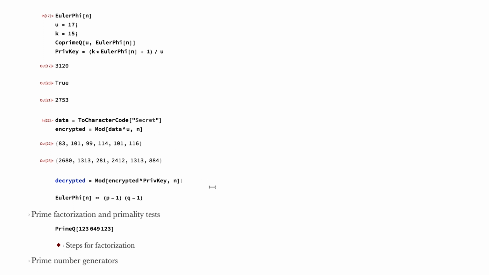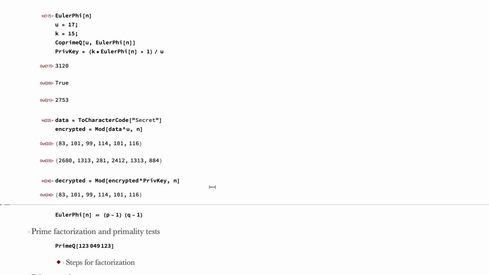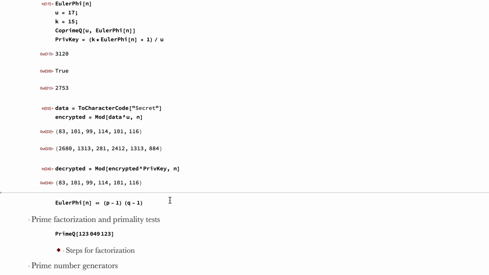Then we can decrypt it by taking the encrypted value raised to the power of the private key mod n. And this comes back with our original character code, using only the encrypted values and the private key. Now the reason this requires prime numbers is that Euler phi of n is quite hard to compute unless you use the product of two prime numbers.